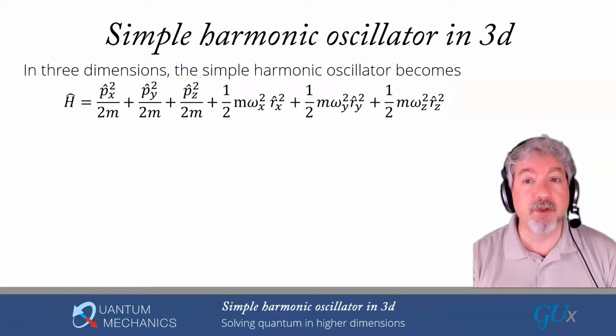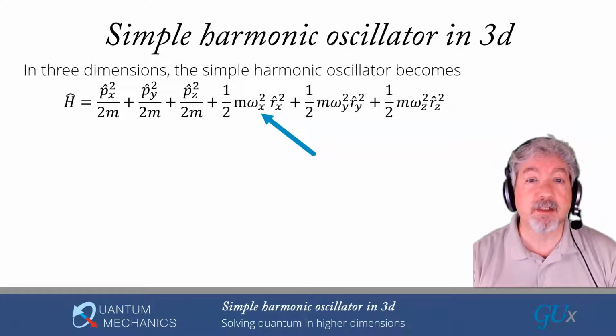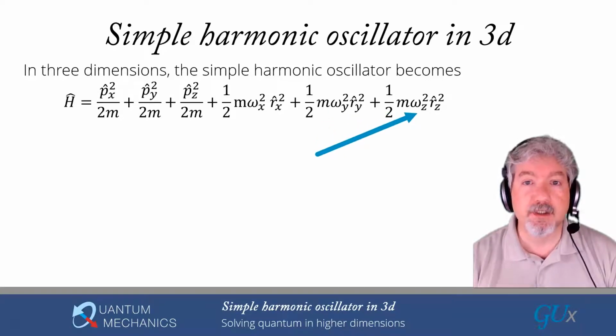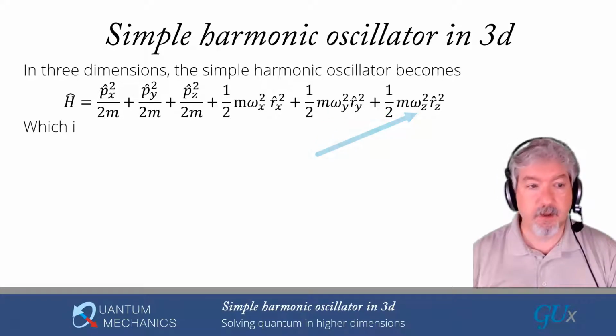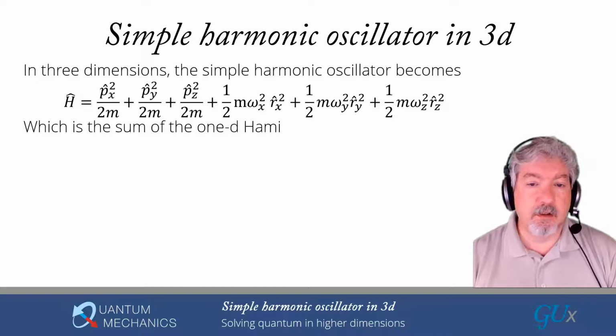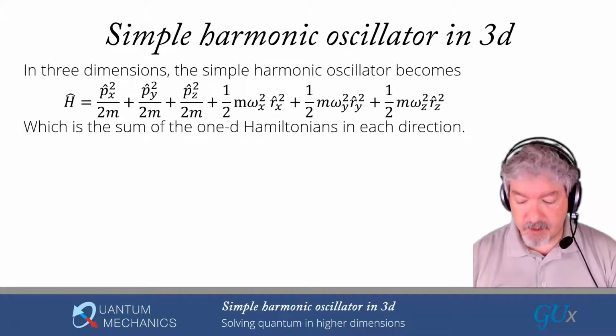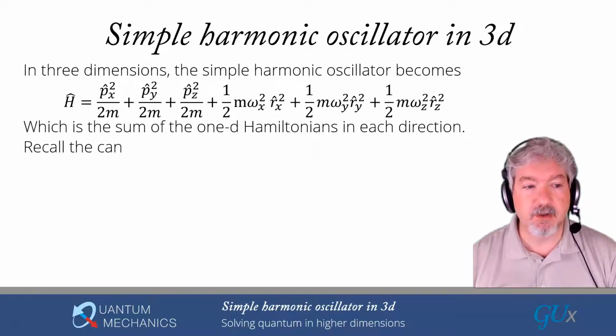I also want to note that we have looked at the general case here where we put a different frequency in each of the different directions. So the frequency or the spring constant in the x direction need not be the same as the spring constant in the y direction, nor in the z direction. So there's a simplification that will arise because this is the sum of the one-dimensional Hamiltonians in each direction.